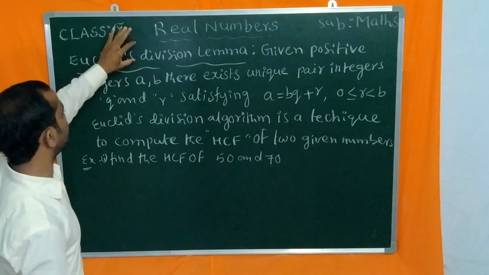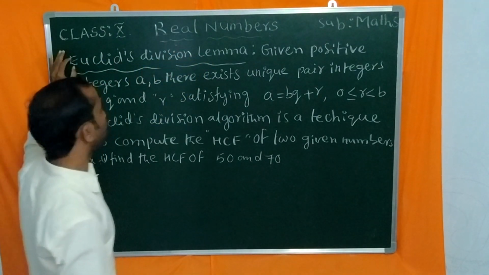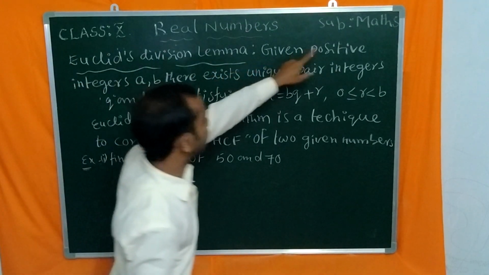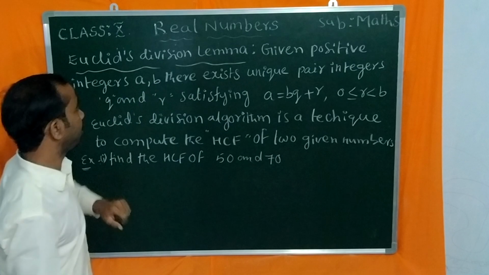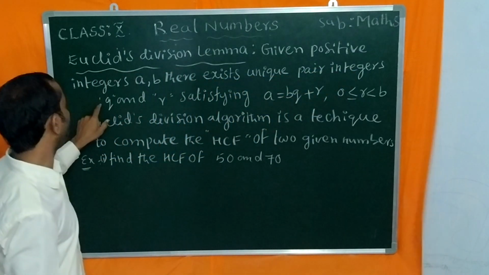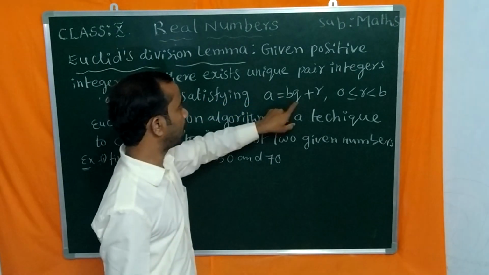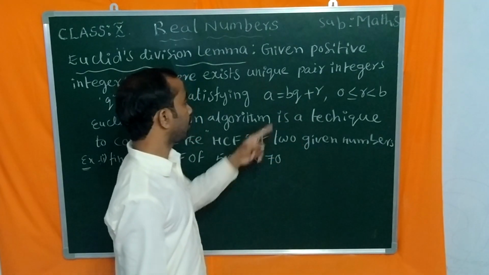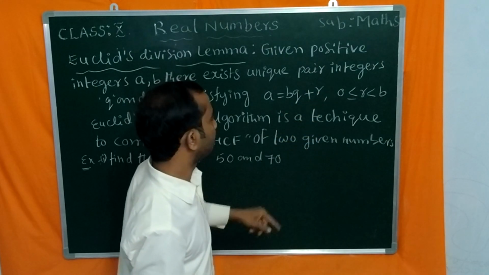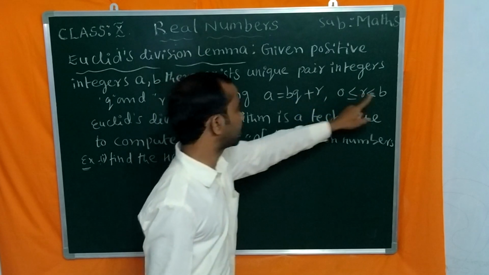Next, in this chapter, first theorem, Euclid's division lemma or Euclid division algorithm. Given positive integers a and b, there exist a unique pair of integers q and r satisfying a equals bq plus r. Here b is the divisor, q is the quotient, r is the remainder. So the remainder is always less than the divisor.